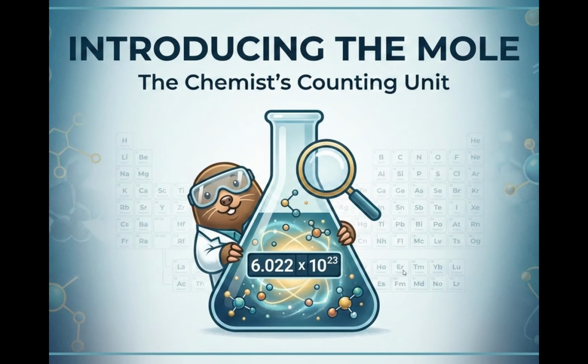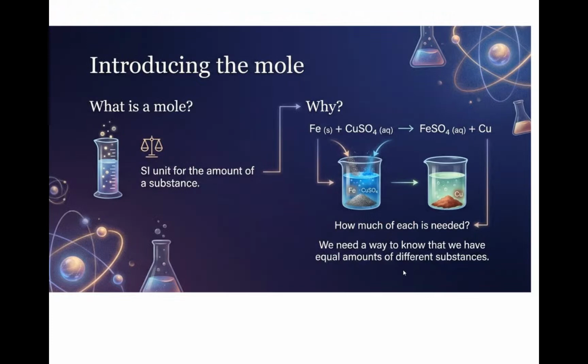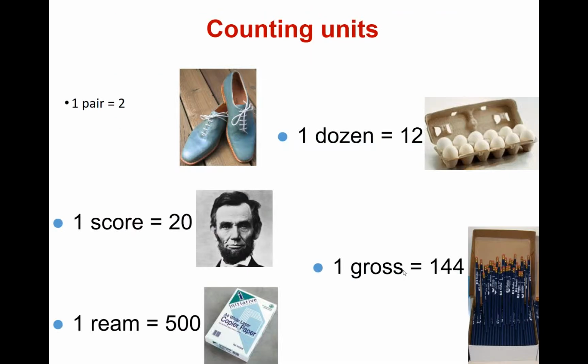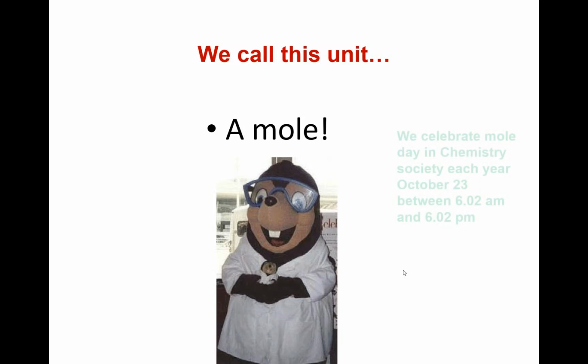So how do we do the calculation? Here we have the mole. Mole is a unit, mole is a number. To set up any experiment, to find any medicine, we first need to know how much amount we need to use. Just like I said, mole is a number, just like in general we use pair for 2, score for 20, ream for 500, dozen for 12, gross for 144. So we call this unit a mole.